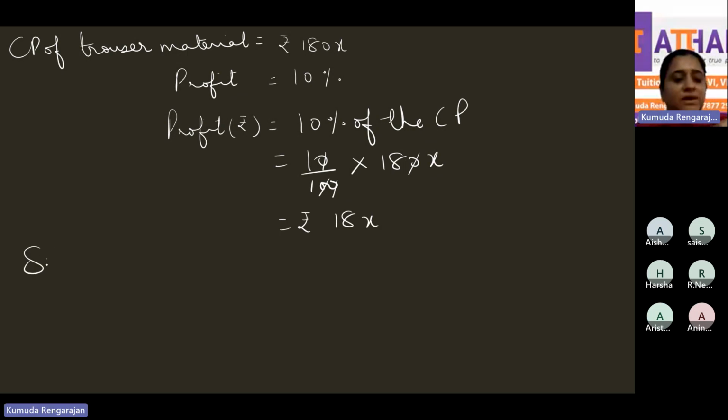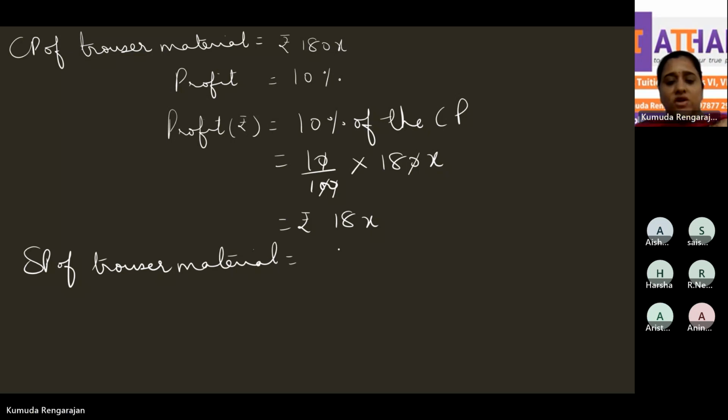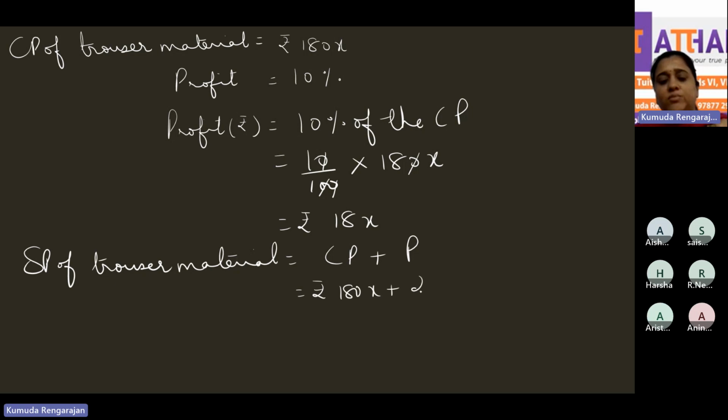So now selling price. Selling price of trouser material is equal to cost price plus profit. Cost price is rupees 180x and profit is rupees 18x. So the selling price is rupees 198x.